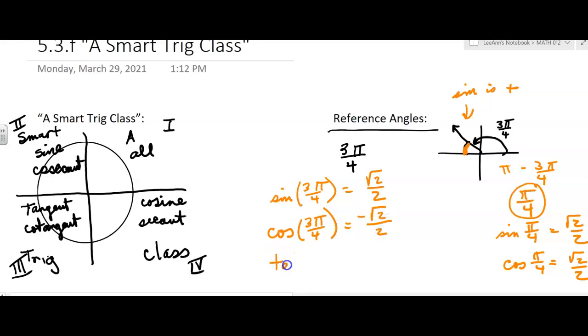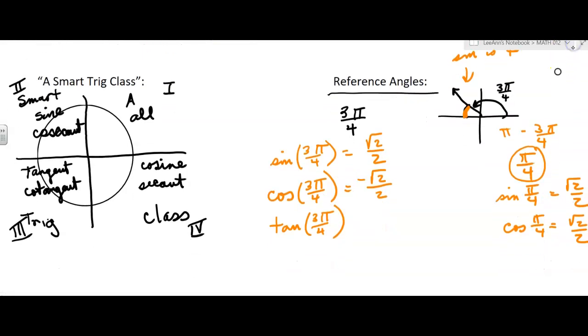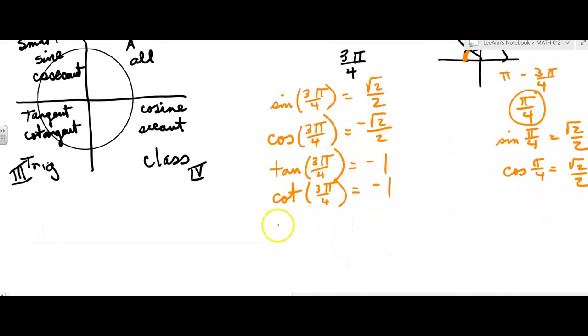And then I can say, well, what's the tangent of 3 pi over 4? I can think about the tangent of pi over 4, or I can use the idea that it's sine over cosine. But it's going to be negative, and it's going to be negative 1. And then I can do the cotangent of 3 pi over 4, which is also negative, negative 1. And then the secant of 3 pi over 4. That's the reciprocal of the cosine. It will also be negative, so it's negative square root 2.